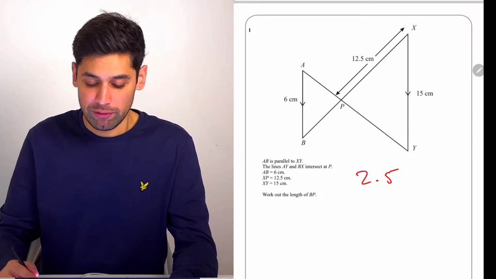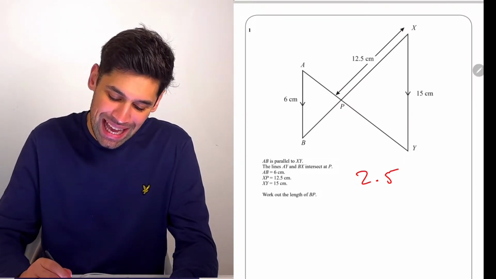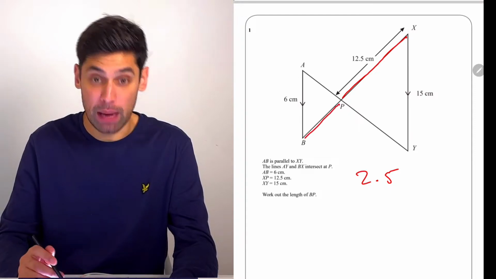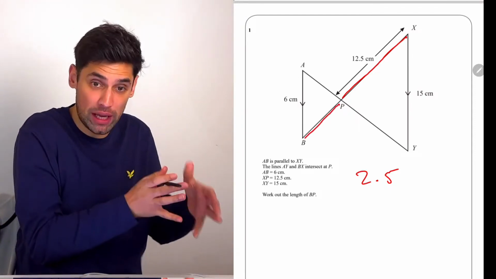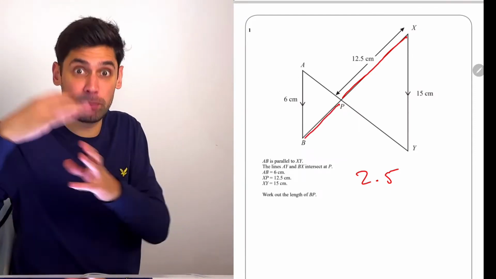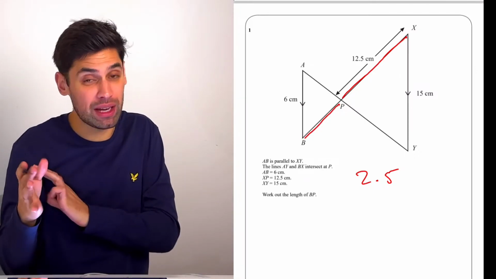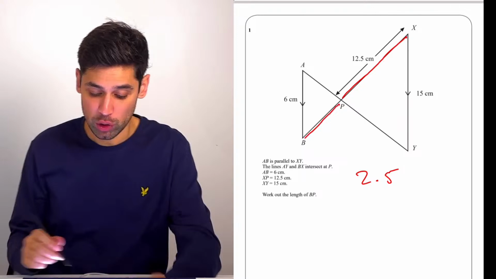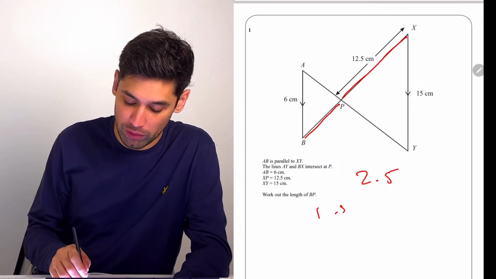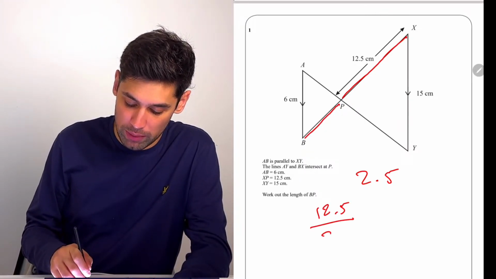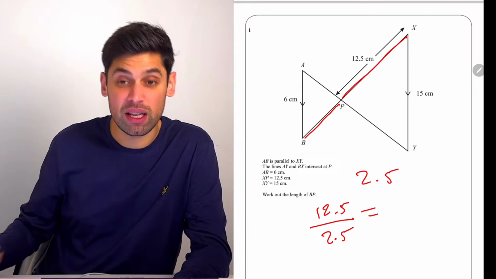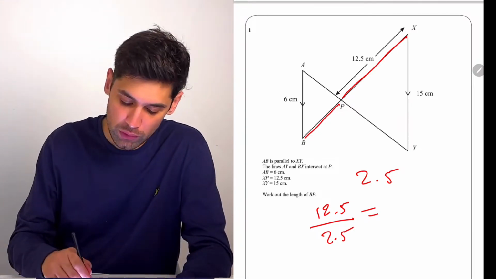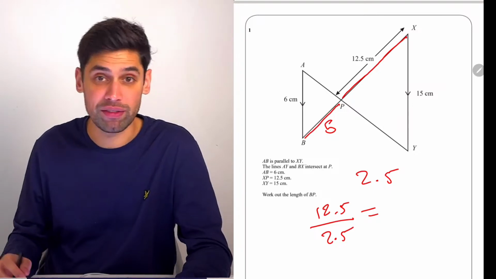Scale factor is 2.5. We know that PX is 12.5 and we're looking for BP. Now BP is on the smaller shape. PX is on the bigger shape, meaning we're going to have to divide by 2.5 to find the length of BP. So quite simply, it's just going to be 12.5 divided by 2.5. We can type that into a calculator and it's going to give us an answer of 5. So this length here is 5 centimeters.